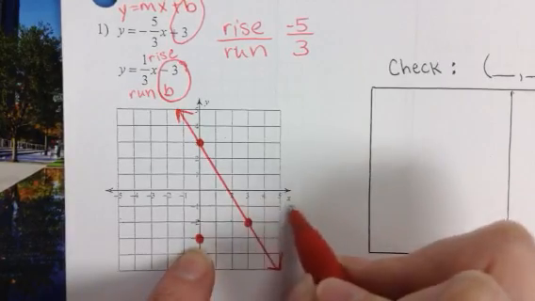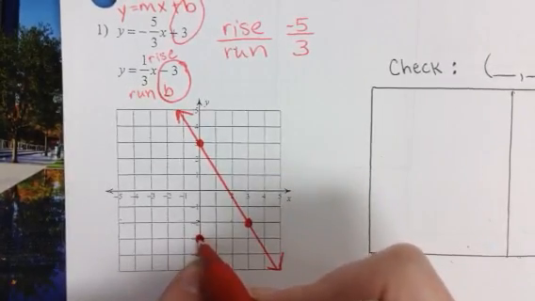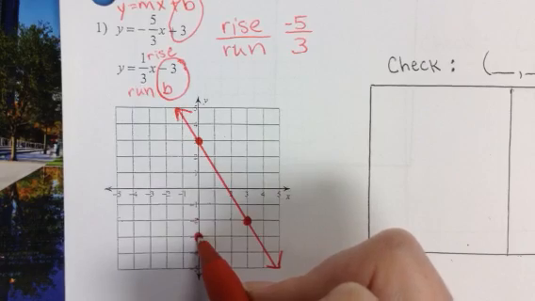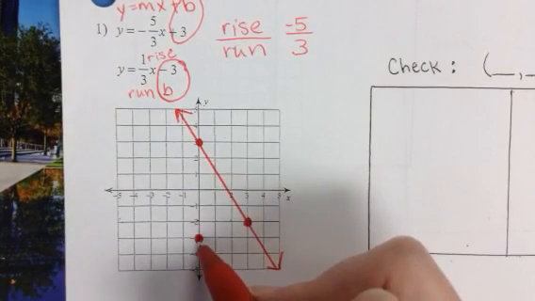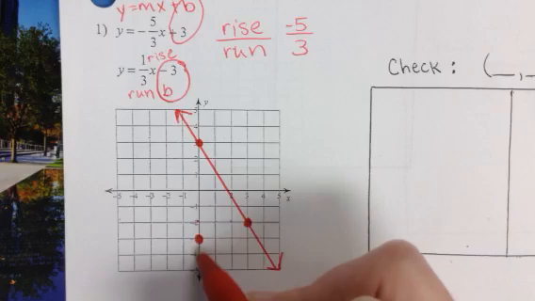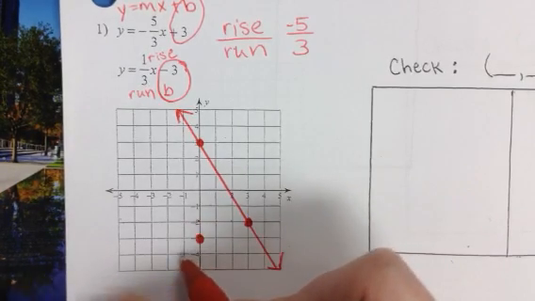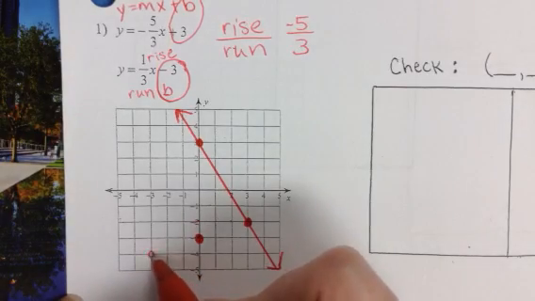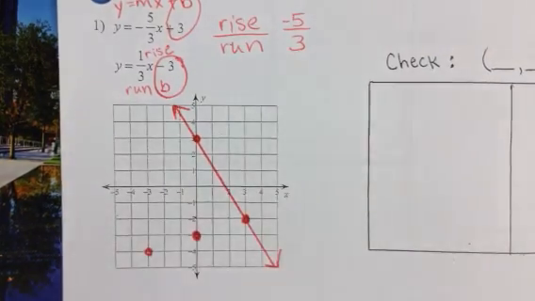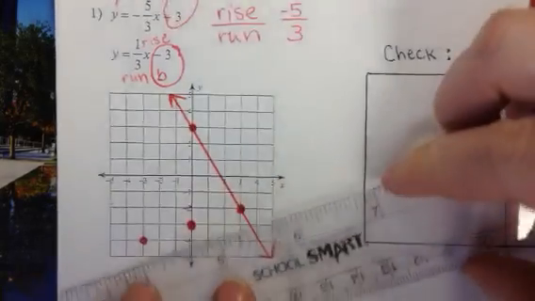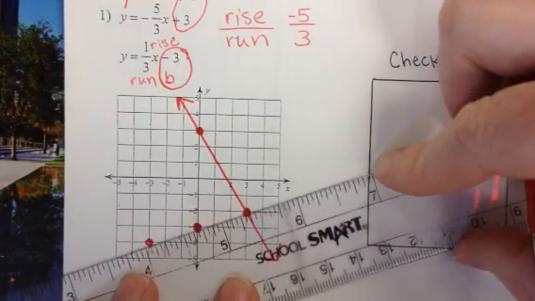I don't have enough room to go again, but I do have enough room if I go back to the beginning and reverse it. So instead of going up 1, I'm going to go down 1. Instead of going right 3, I'm going to go left 3 and put a point. So draw your line through those 3 points.